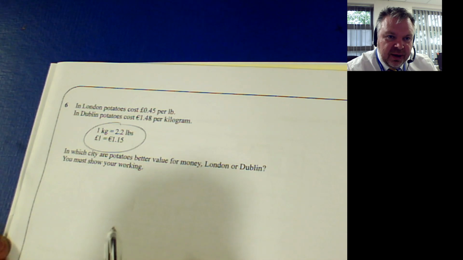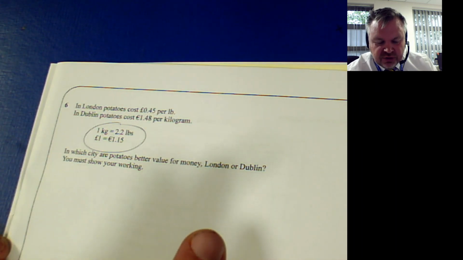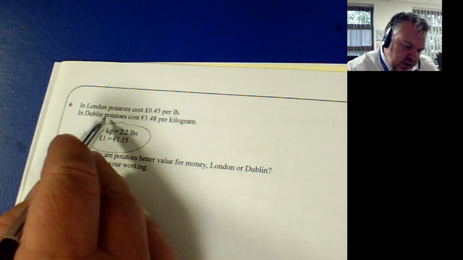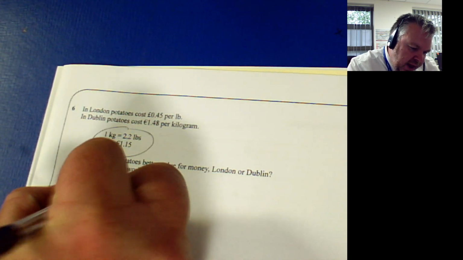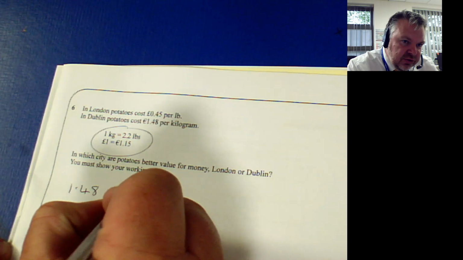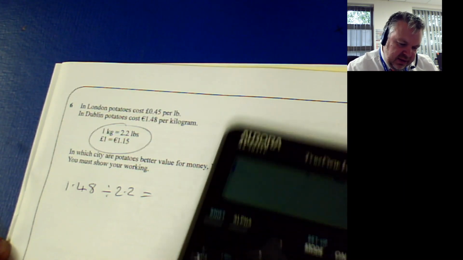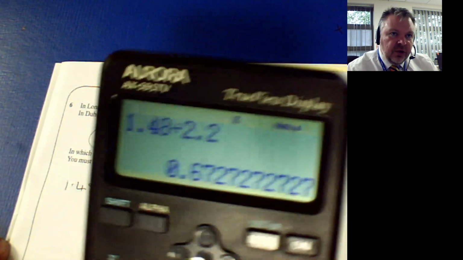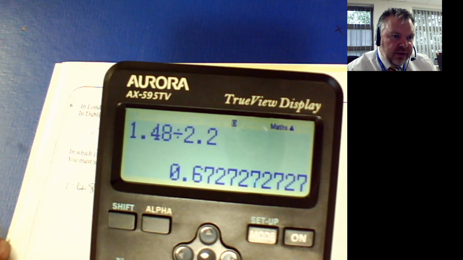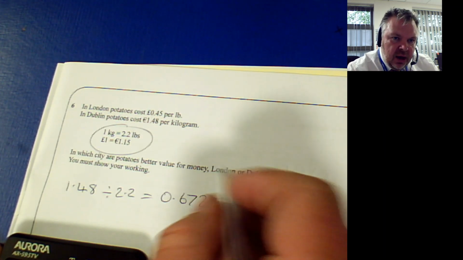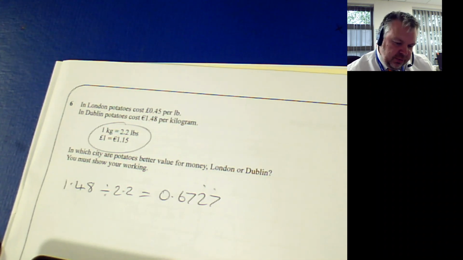I feel like the easiest way to do it is to turn it into British pounds per pound, so sterling per pound, and I'll compare it from there. So we've got Dublin 1.48, and we are converting this kilograms into pounds, so I want to divide by 2.2 here. Again, use a calculator. 1.48 divided by 2.2 gives me, not a very nice number, but I'm just going to write all that down, and that is 0.6727, and that recurs. I'll just put a couple of dots at the top there.